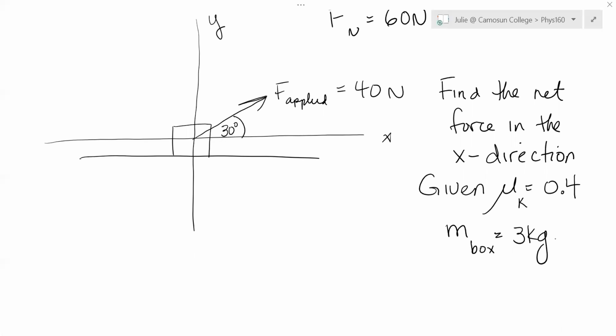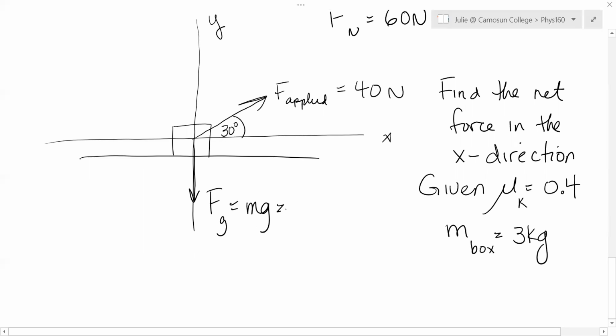All right, so given the mass of the box, we will put the force of gravity on there. Force of gravity, mg. So 3 kilograms times 9.8 newtons per kilogram will give a force of gravity of 29.4 newtons. Okay, now there'll be a normal force on the box. We don't know what it is yet. It is not equal to 29.4 newtons.